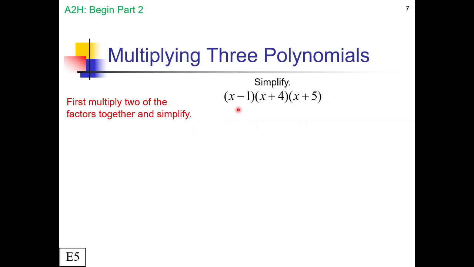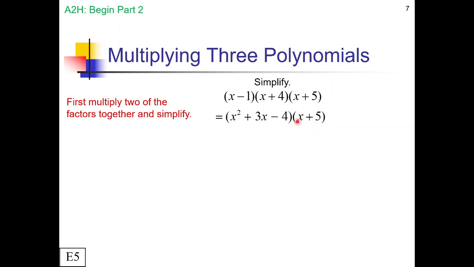Alright, so multiplying 2 of the factors together. Now it doesn't really matter which 2 factors you pick, but I typically pick the first 2. I just like to go from left to right unless there's a really good reason not to. So we've got x times x, that'll be x squared. X times 4 is 4x, and negative 1 times x is a negative 1x. 4x and negative 1x gives me a 3x in the middle, so I'm kind of simplifying in my head as I go, otherwise it's going to be a lot of writing things out. And then negative 1 times 4 is giving me negative 4. And I still have this x plus 5 left over from before.